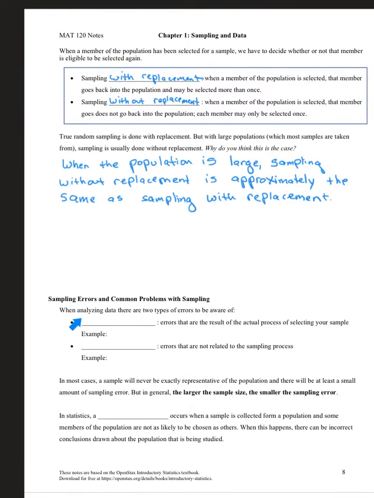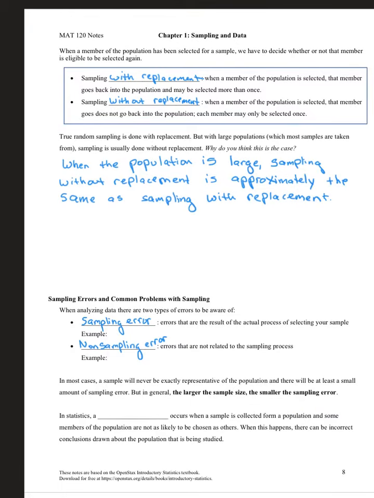When analyzing data, there are two types of errors to be aware of. We have an error that happens when we're sampling, and we also have a non-sampling error. An error may occur elsewhere, but the sampling was actually done just fine. When gathering a sample, try to gather the largest sample that is representative of the population as possible. The larger the sample size, the smaller the sampling error.